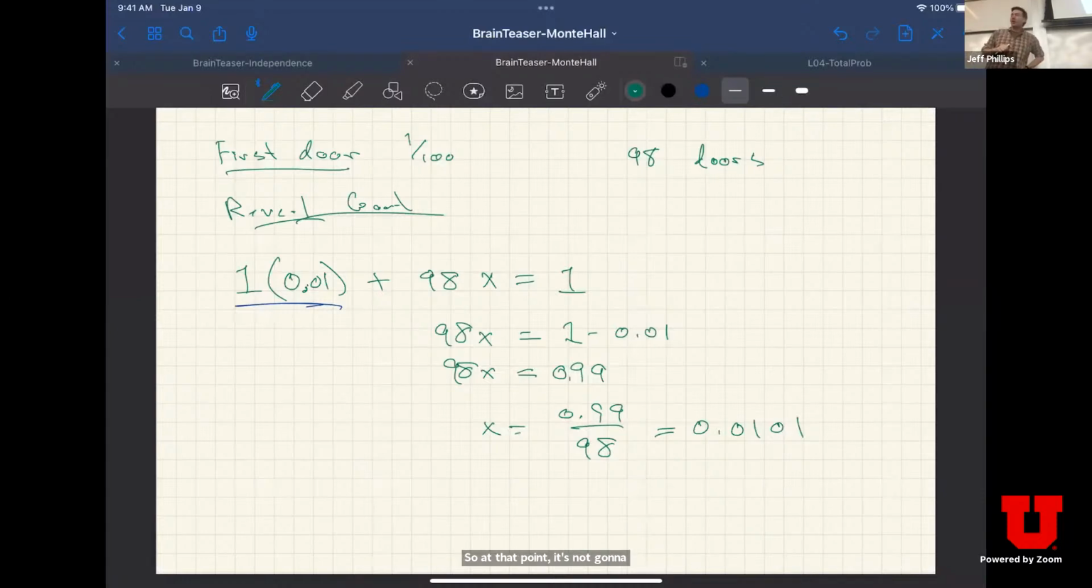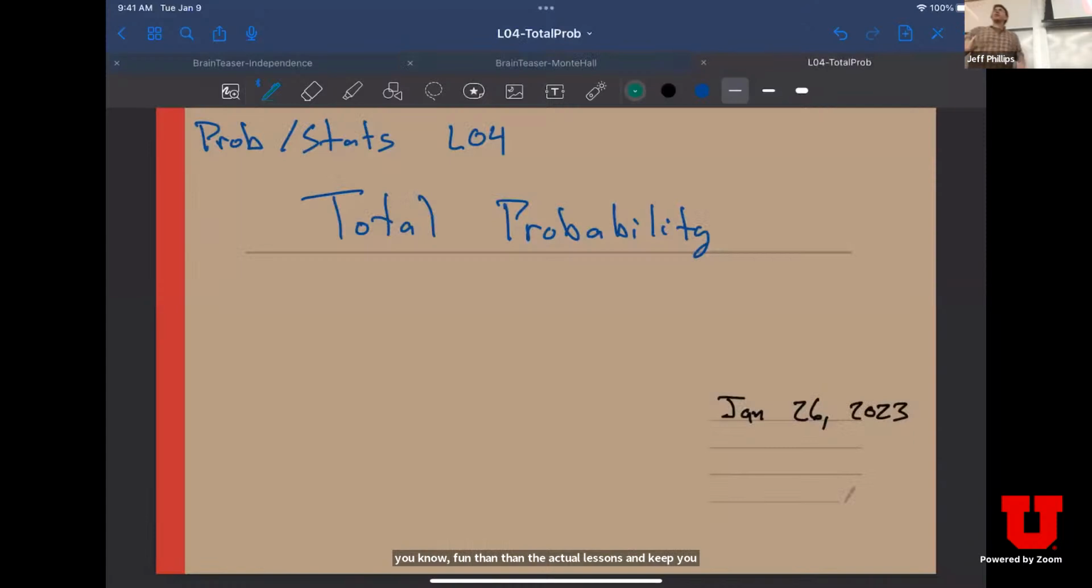All right, cool. Okay. So I'm hoping these brain teasers are a little bit more fun than the actual lessons and keep you engaged. If as a whole you're finding them distracting, and you want the hardcore material and nothing but, then you can let me know and we can not do these, but I'm hoping they keep you engaged. So, okay.